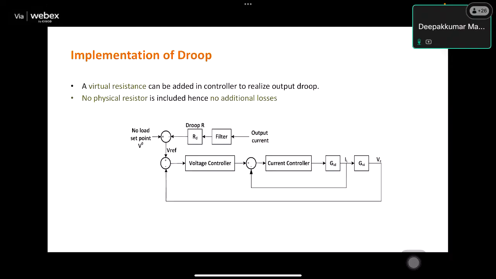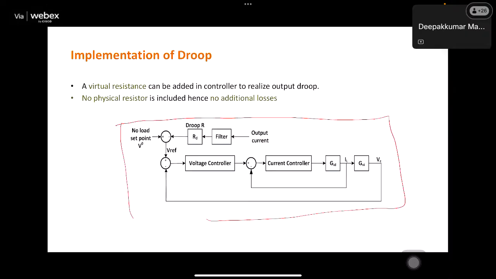This is the Droop which is implemented without any communication layer. But there are ways in which you can incorporate communication among the neighboring agents or neighboring nodes to improve the overall performance of the DC microgrid.